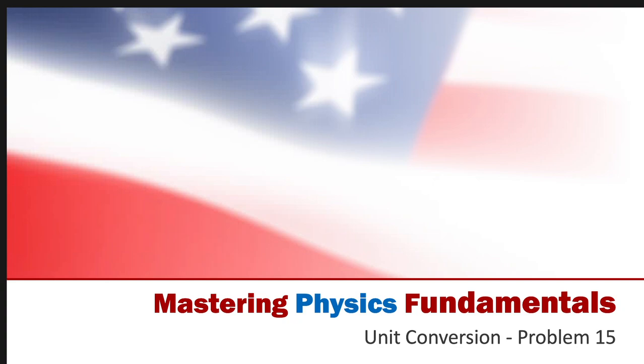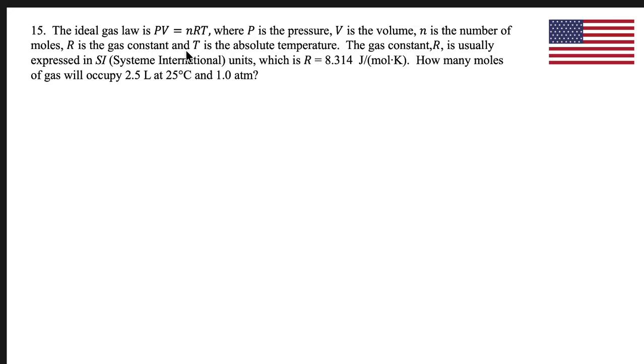This is problem 15 of the unit conversion worksheet on mastering physics fundamentals. The ideal gas law, PV equals nRT. P is the pressure, V is the volume, n is the number of moles, R is the gas constant, which depends on what system of units you're using, and T is the absolute temperature. The gas constant is usually given as 8.314 joules per mole per Kelvin.